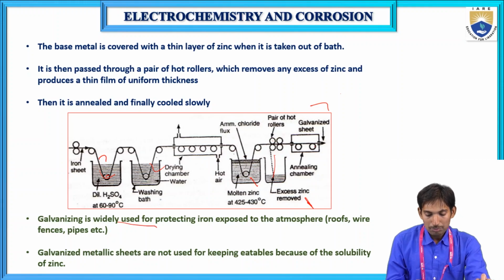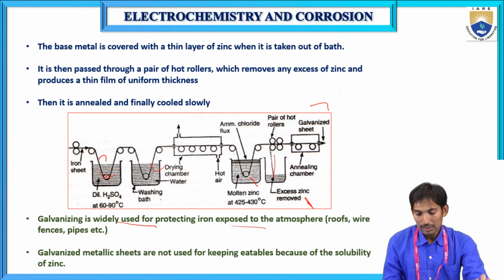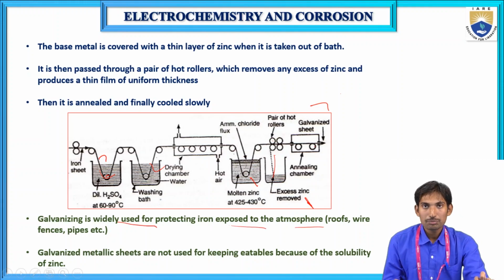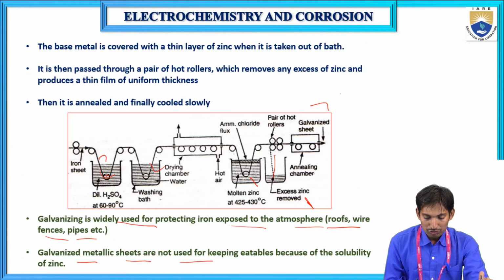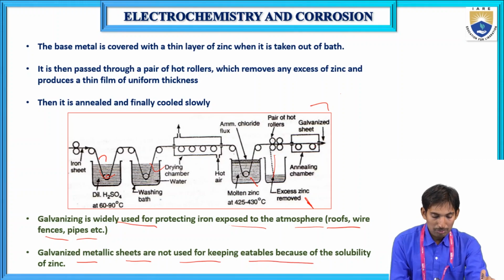Galvanizing is widely used for protecting iron exposed to the atmosphere. By using the galvanizing process, we can prepare roofs, wires, fences, pipes, etc. In these cases, iron is coated with zinc metal. Galvanized metallic sheets are not used for keeping eatables because of the solubility of zinc.